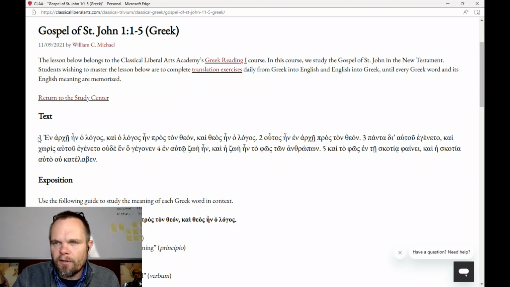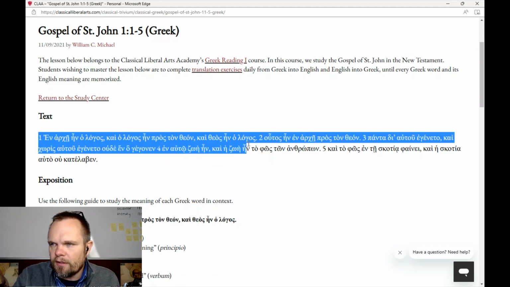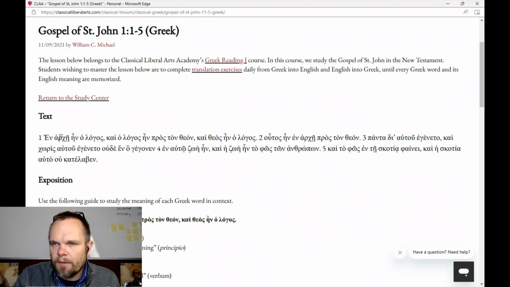So let's read verse 1 together here. You can see the text of verse 1. This first word is en. You see it's got a soft breathing mark, a soft breathing mark. So we just start with the sound of the epsilon, e, and then the second letter here is the Greek consonant nu. So we read that first word as en, en.